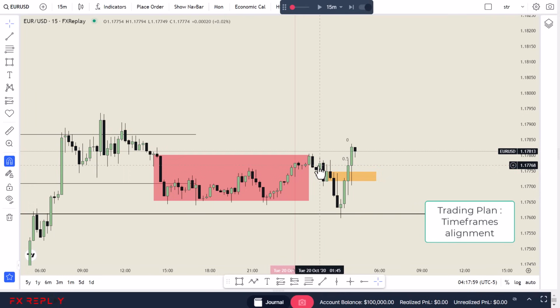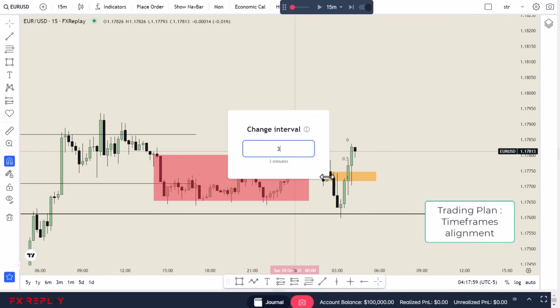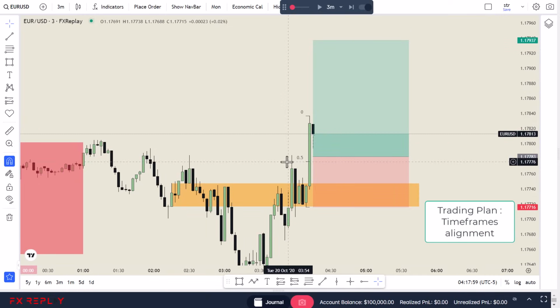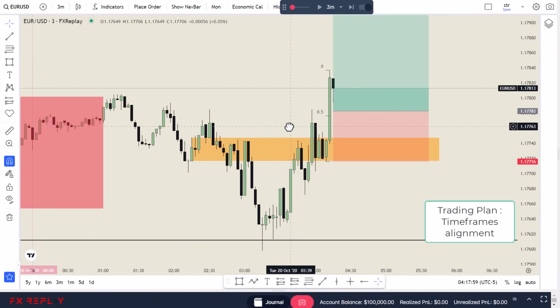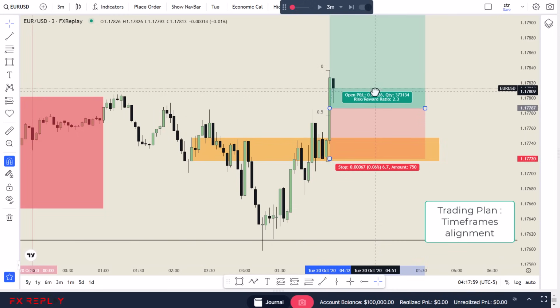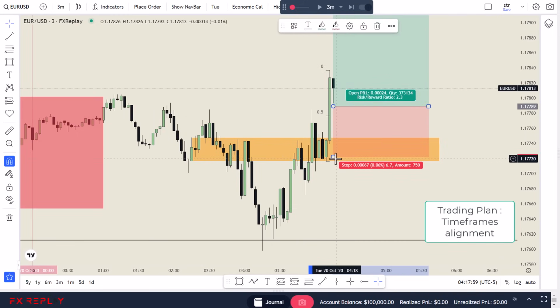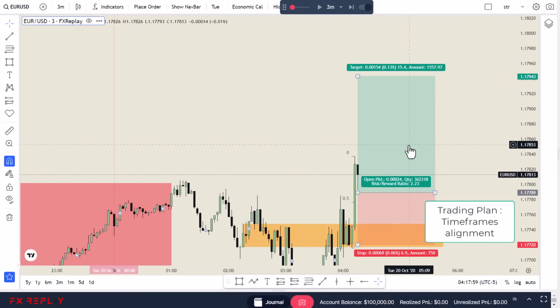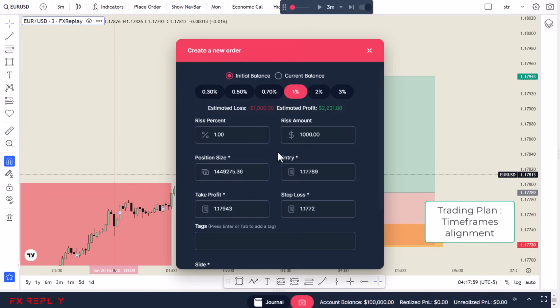And now, after price returns to this mitigation block, if we go to the 3-minute time frame, we had another displacement, right? So basically we are aligning the time frames. We are aligning the time frames one by one, right? So now I'm going to put my setup, right?